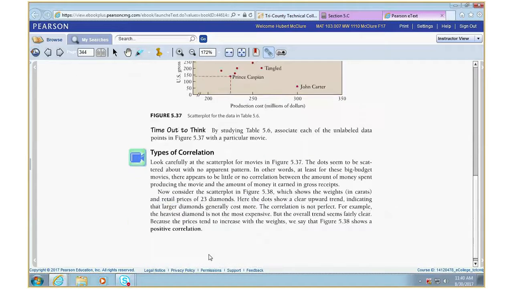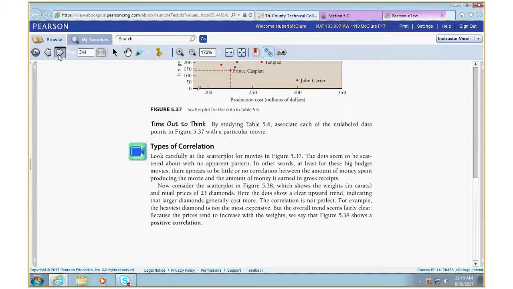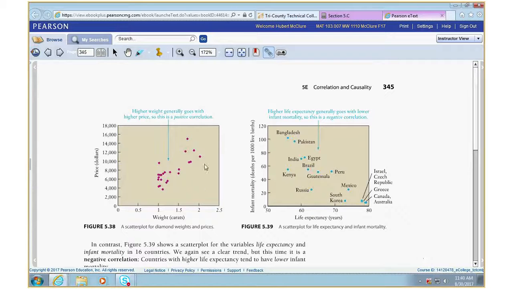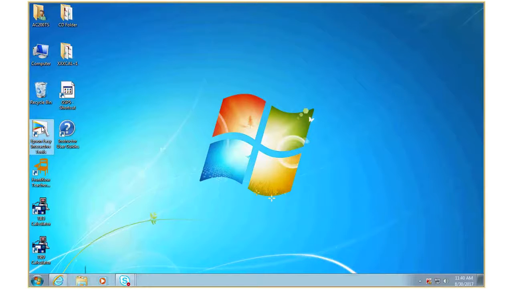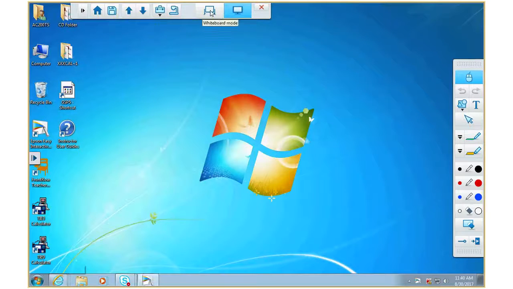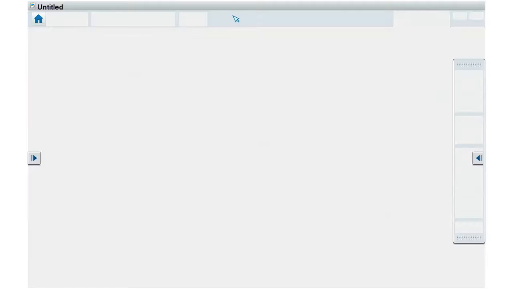Next, positive correlation and negative correlation. Here we go. Let me take my handy dandy virtual whiteboard, because I got to impress y'all with my ways. Eventually it'll come up. There we go. Handy dandy notebook. You can tell I got kids.